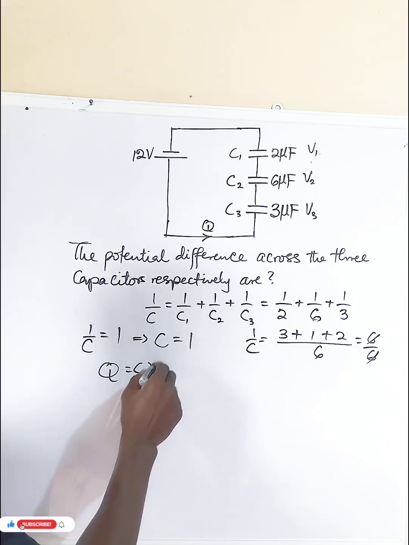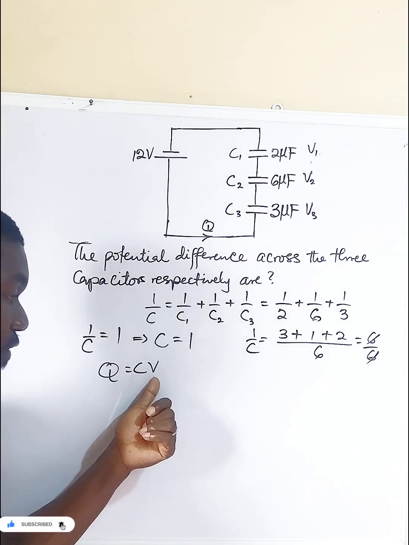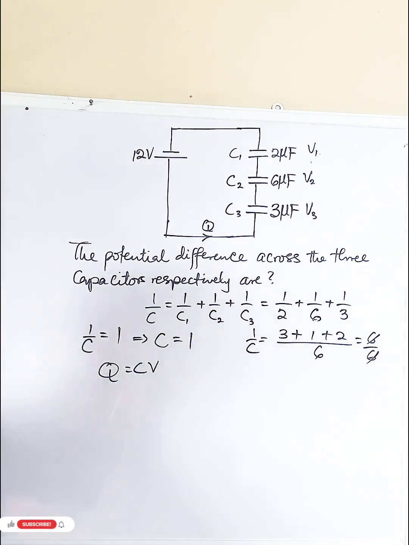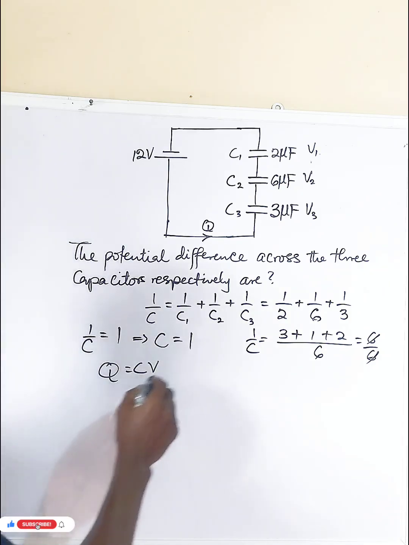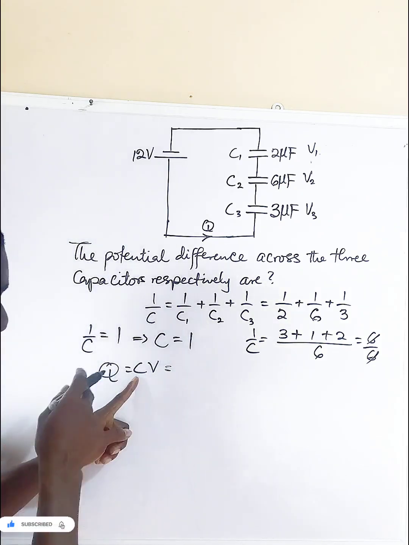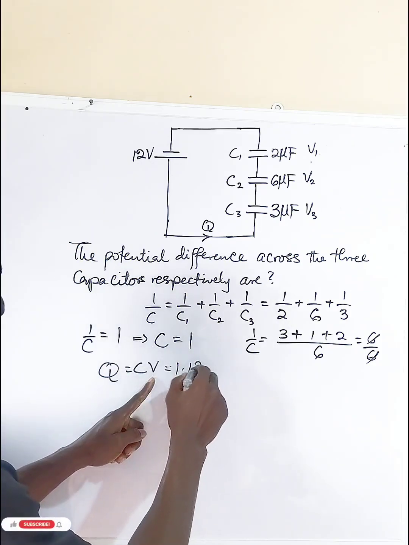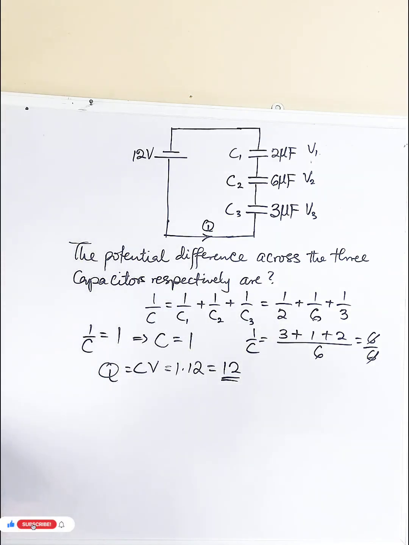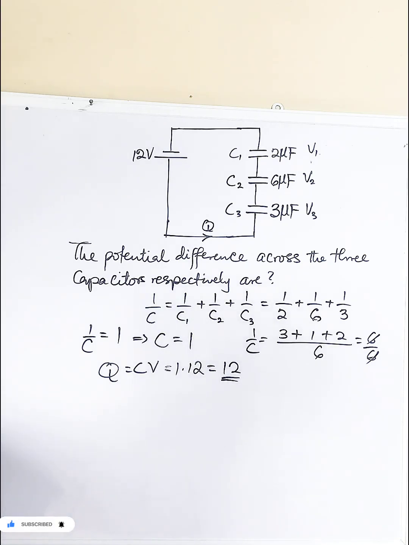Now let us recall that in a circuit containing capacitors, charge equals CV, where C is the capacitance and V is the potential difference. Now let's calculate the value of charge flowing through them. The effective capacitance is 1, times the overall voltage, which is 12, which will give us 12.